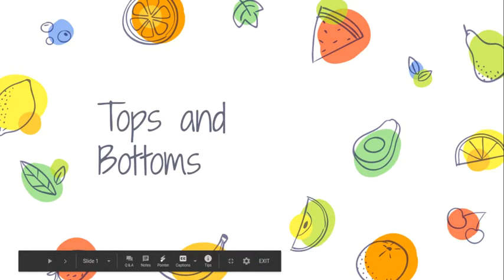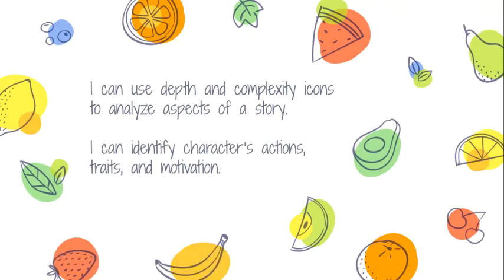All right, Tops and Bottoms. I can use depth and complexity icons to analyze aspects of a story. And the second I can statement is I can identify characters' actions, traits, and motivation.